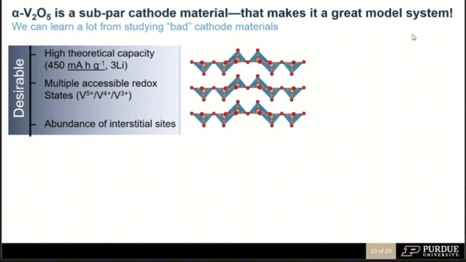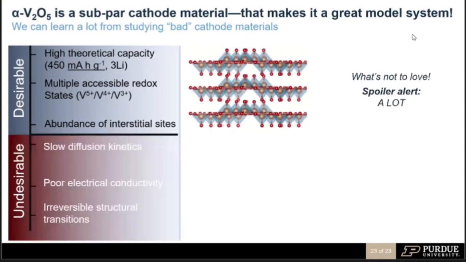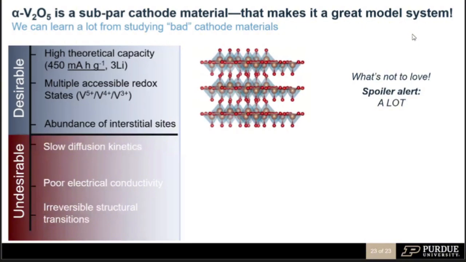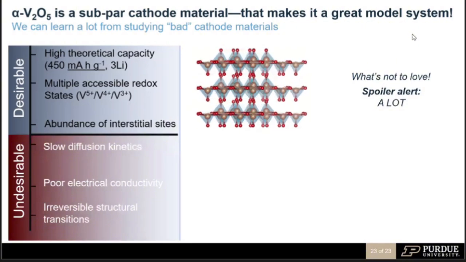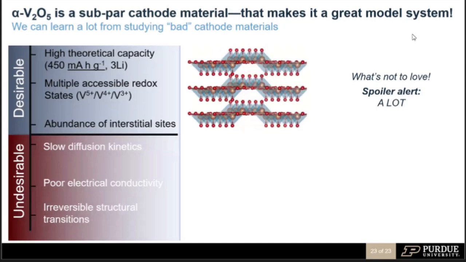So this is one of those ones that Stan Whittingham proposed. It has all these really great desirable properties, right? High theoretical capacity, multiple accessible redox states. You look for native, especially the really good material to start with. And the issue is that it's just terrible, right? That really make it so that all of these things on paper.